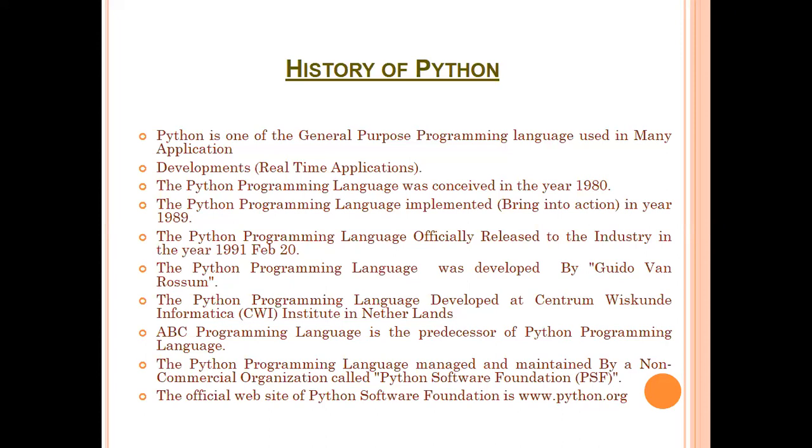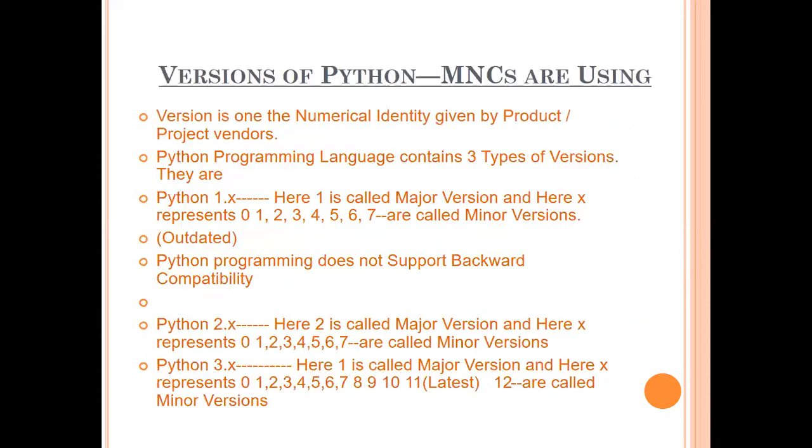An official website from where we can freely download the Python software is www.python.org. After that, we discussed the versions of Python, what are the major versions and what are the minor versions. Right now, the major versions are 1, 2, and 3. And after that, .x, .1, .2, .3, these are the minor versions. If we talk about 1.x, 1.1, 1.2, these are the outdated versions of Python programming. And Python does not support backward compatibility.